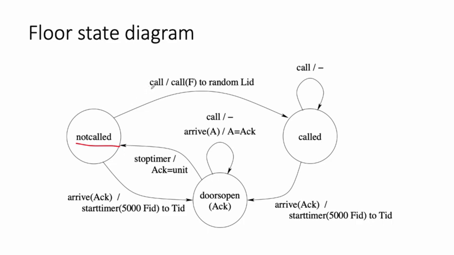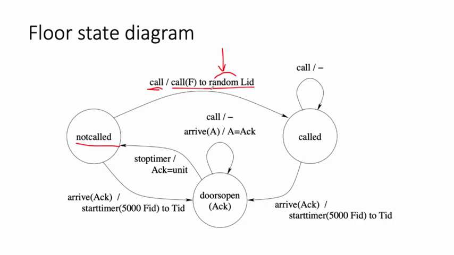Somebody comes up to the floor, presses a call button. Ding. So the floor receives a call message, and then it sends call F to a lift. Which one? Now we actually have a choice here. It can actually do something complicated. Which lift does it call?